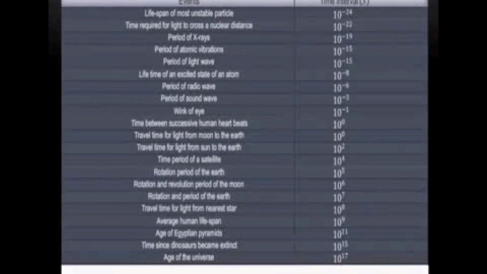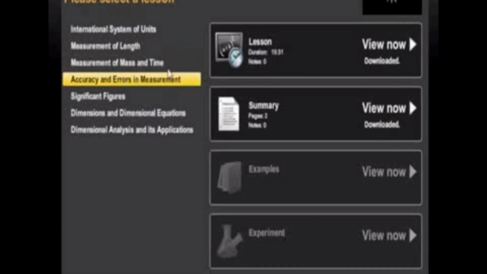So from 10 to the power of -1 to 10 to the power of -24 is the shortest, very small time period. 10 to the power of 2 to 10 to the power of 7 is a very greater time period. So the lifespan of an unstable particle and radio waves are all small values. For large values, you can take the age of the Egyptian pyramids and the age of the universe, and these are things very large in value. So using the time period, we can denote a very small value. At the same time, we can explain a very large value. Okay.